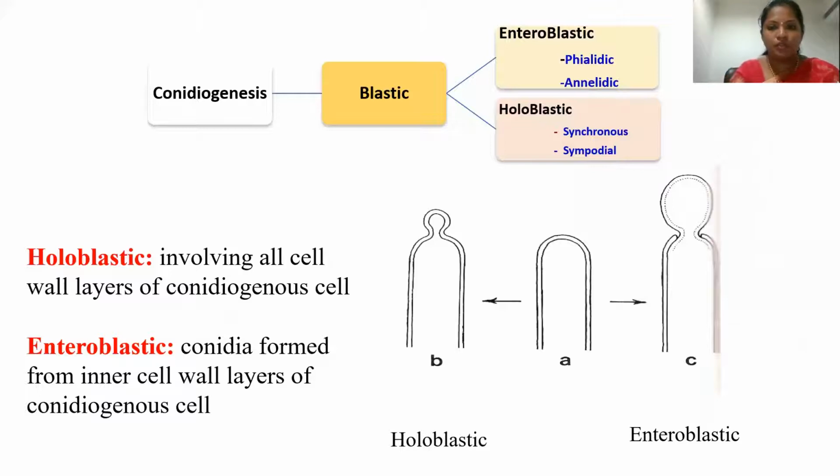So first, you should know about the enteroblastic and holoblastic. What is the difference? Holoblastic means it involves all the cell wall layers of the conidiogenous cell for conidia formation. All cell wall layers are involved, but in enteroblastic, the conidia are formed from the inner cell wall layers of the conidiogenous cell. That's why they are called enteroblastic.